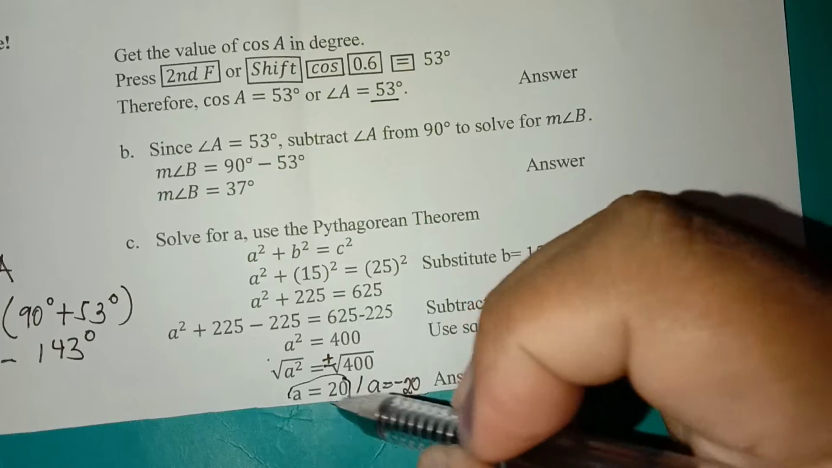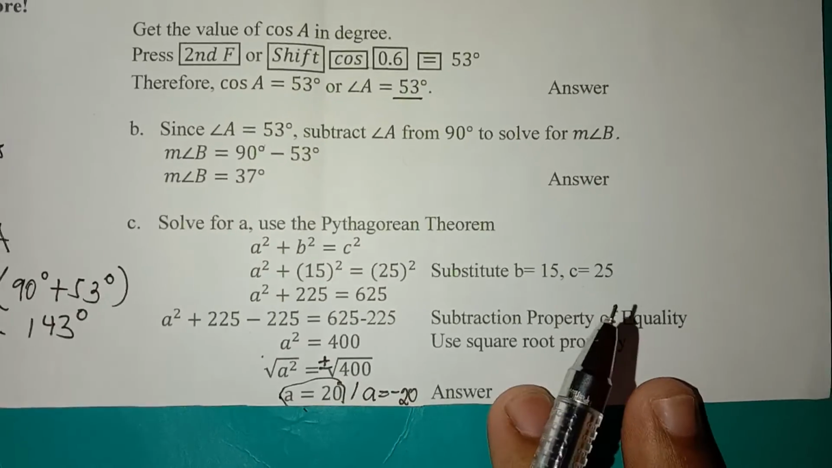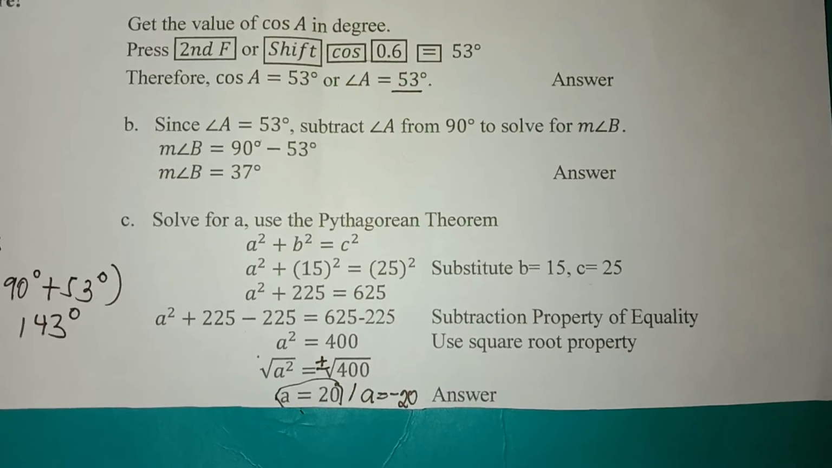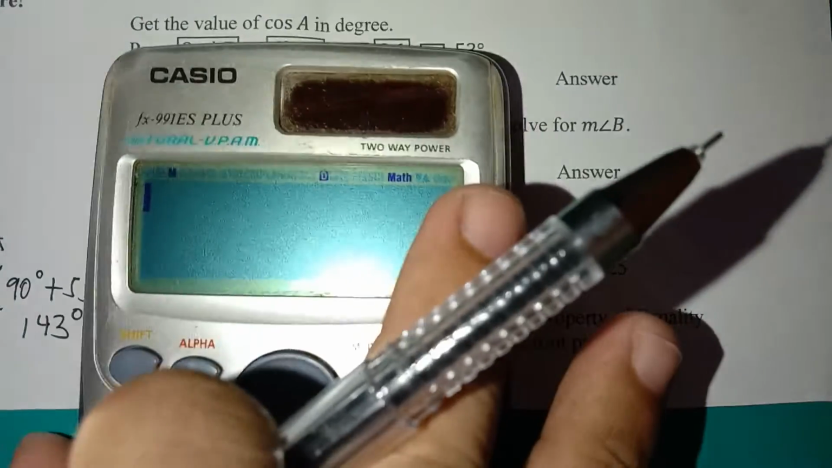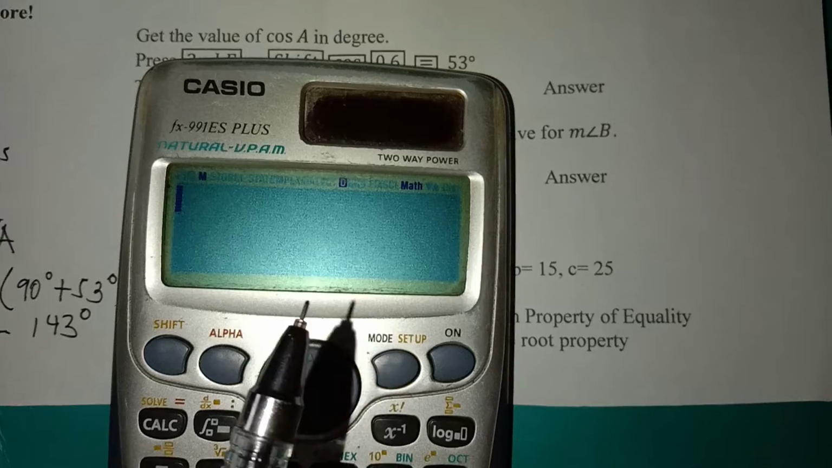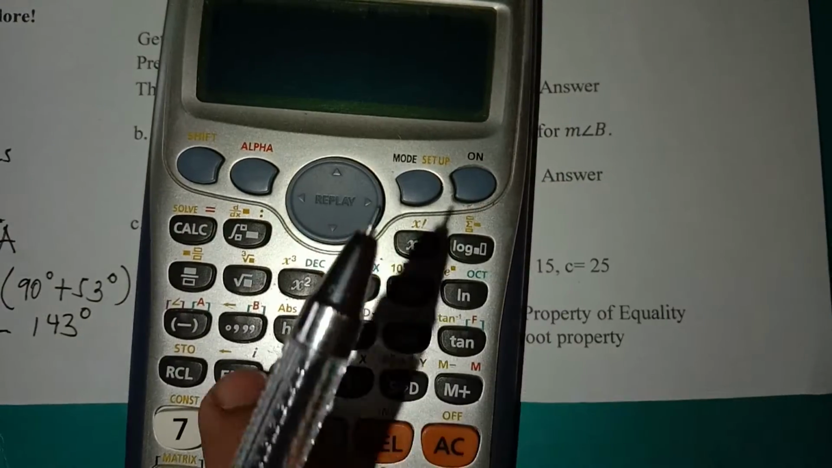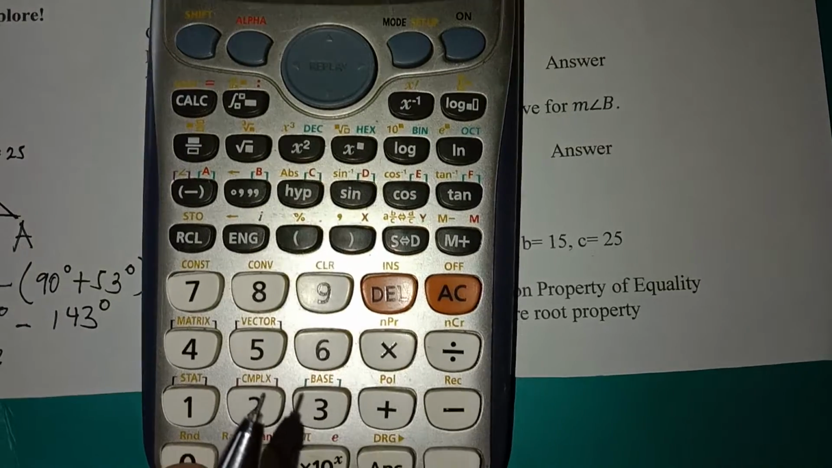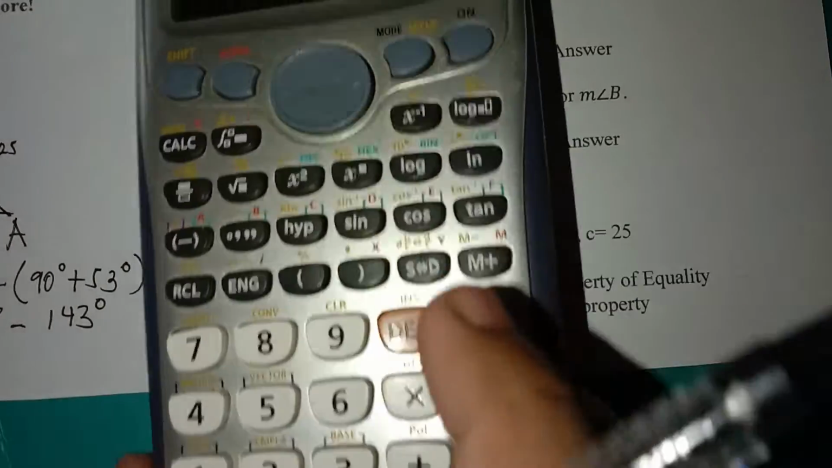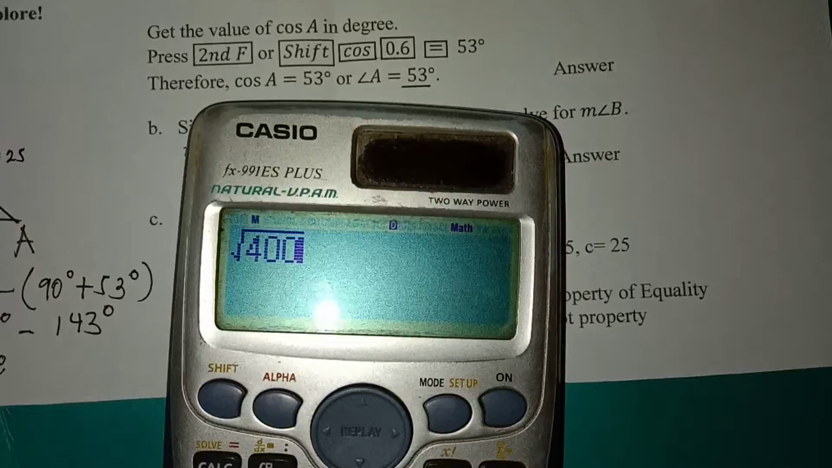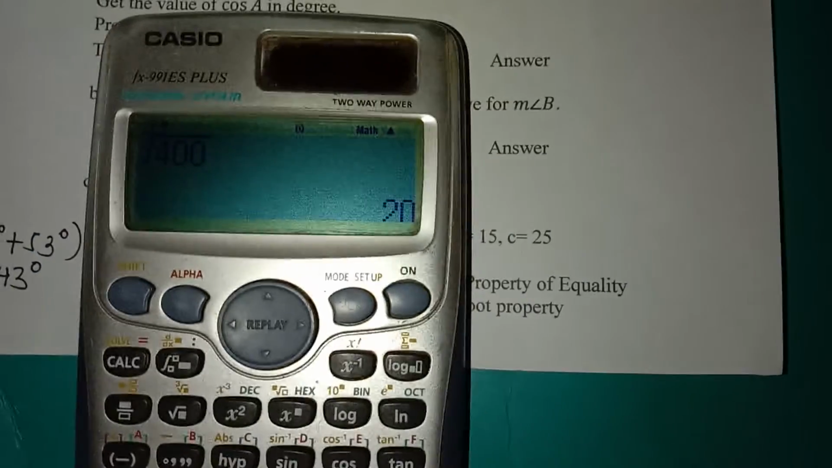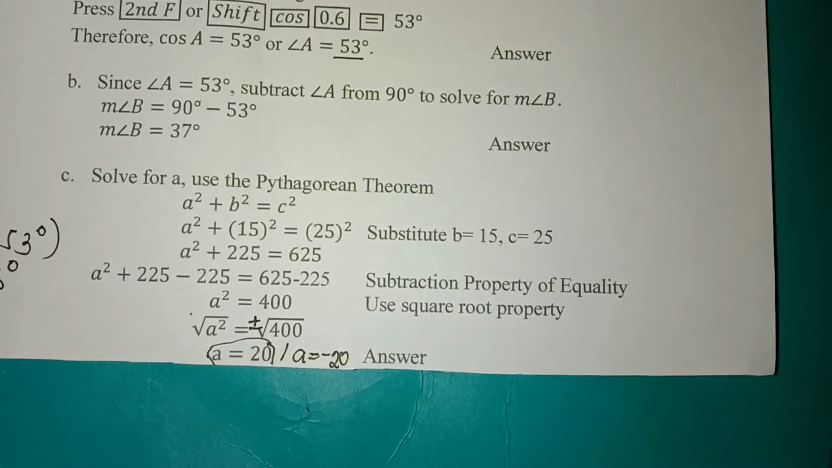Therefore, A equals 20. If you are wondering how to solve for the square root of 400, let's use the calculator. To solve for the square root, press the square root sign. So this is the square root sign. Then press 400, and it will appear in that form. Then press equals. So the result is 20. So therefore 20 is the answer.